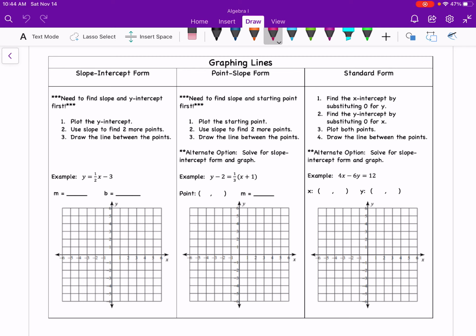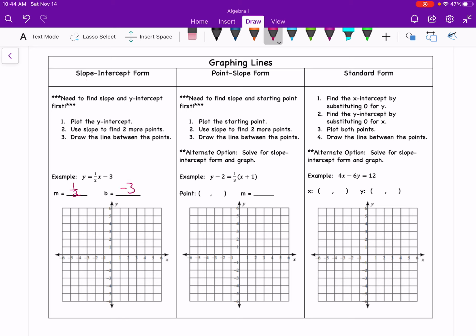This is a review of graphing lines. So starting with slope-intercept form, remember we need to find the slope and the y-intercept first. When we're given an equation, we need to find the slope and the y-intercept. So in this example, our slope that they give us is 1/2, and the y-intercept they give us is -3.